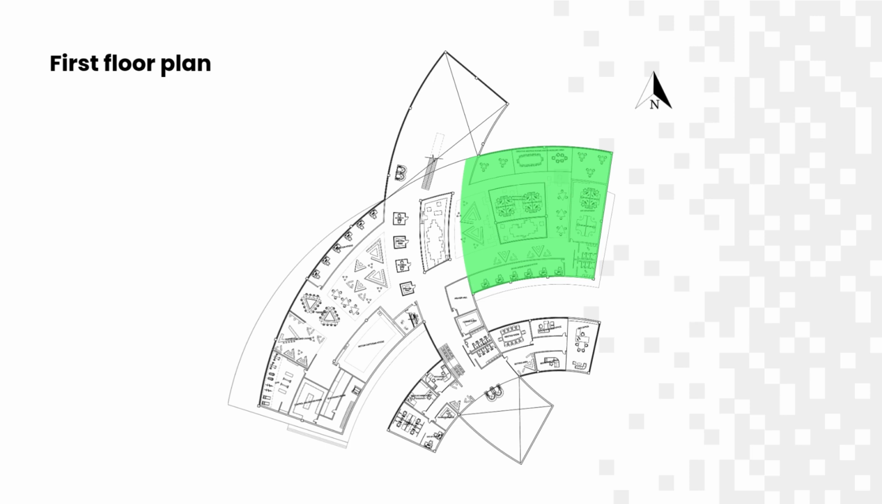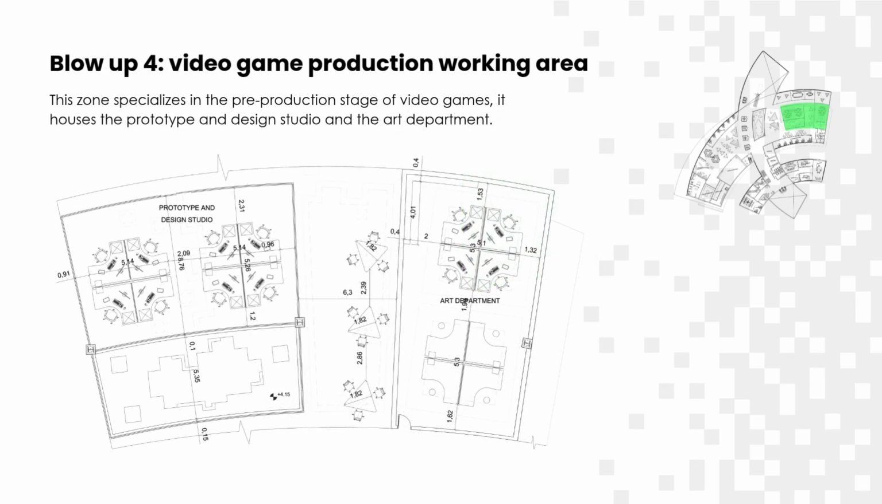It houses the developers' workstations, open working spaces, meeting rooms, a WC, the art department, and the prototyping studio, which is the fourth blow-up. This blow-up focuses on the art department, the prototyping studio, and an open work area. These spaces allow employees to start designing the video games and use traditional art methods like sculpting.